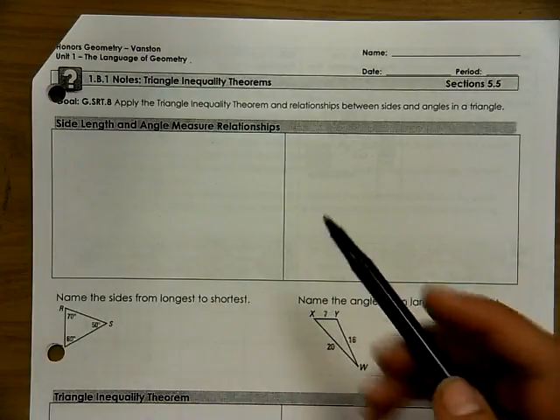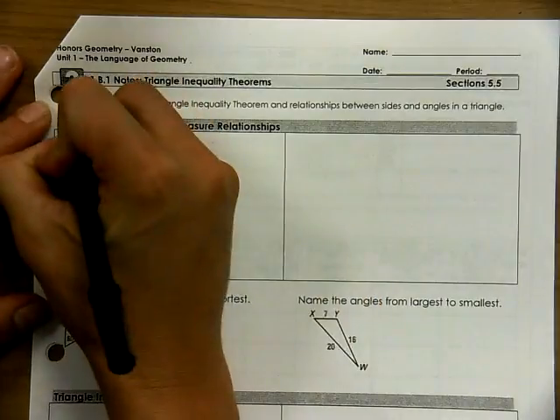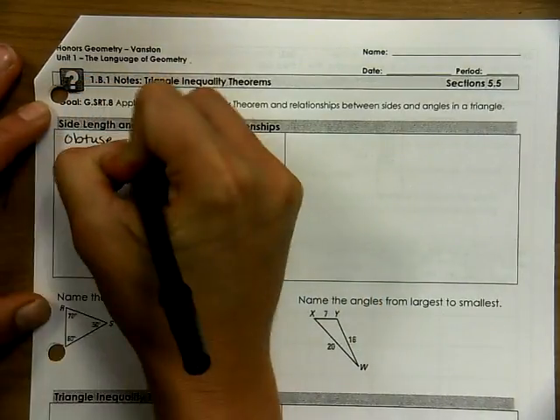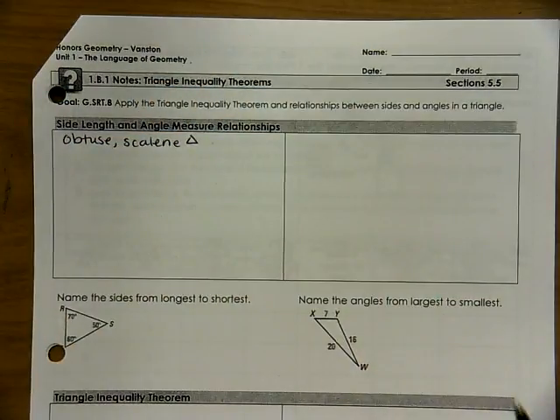So what I'd like to do to demonstrate this is in this box right here, please draw an obtuse scalene triangle. So I want an obtuse scalene triangle. Pause the video and go ahead and draw that right now.